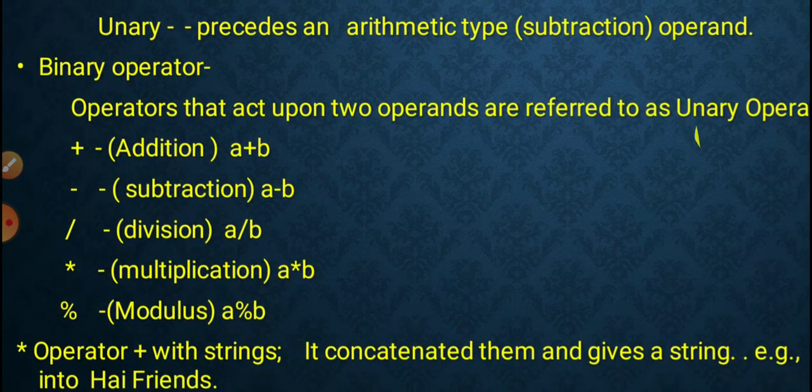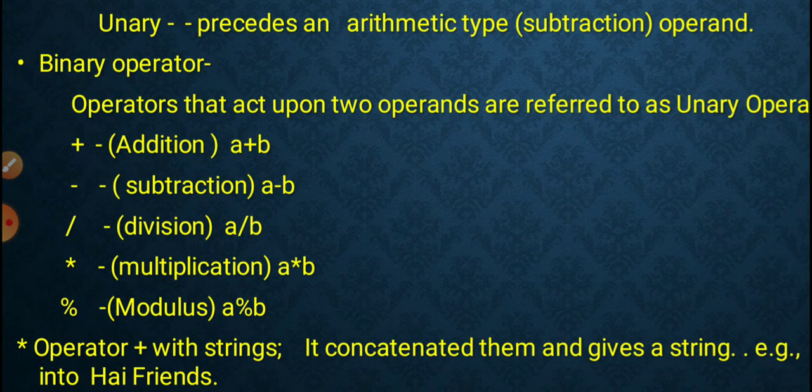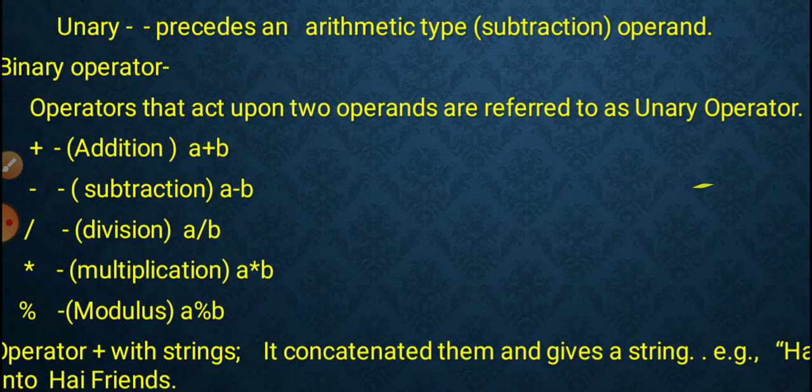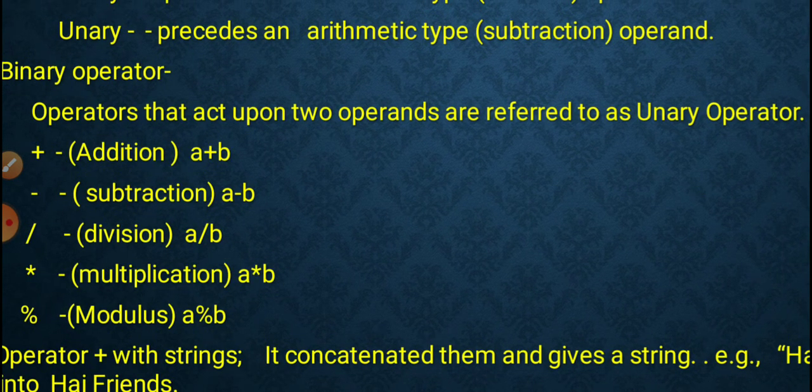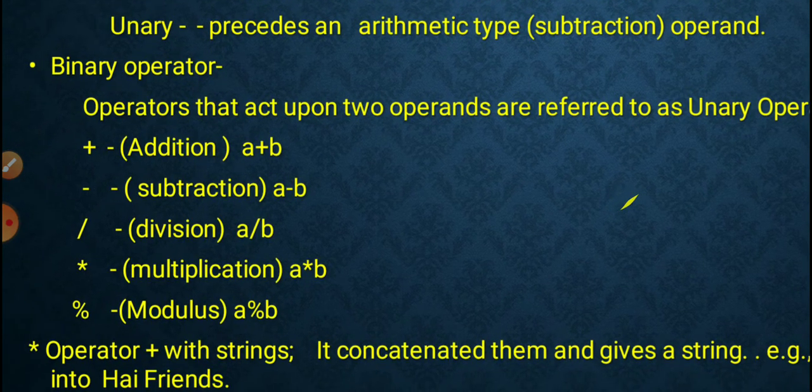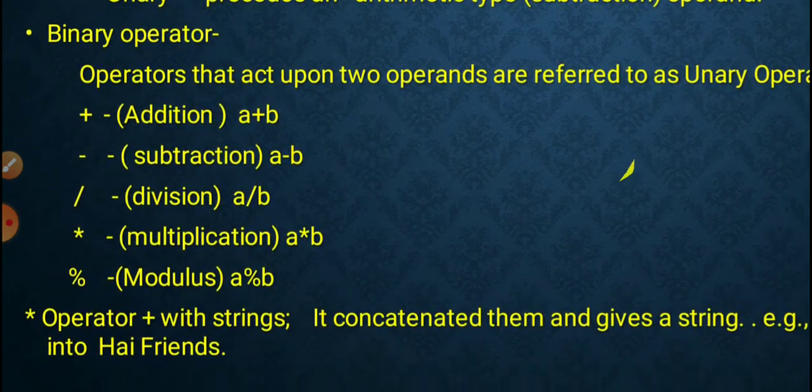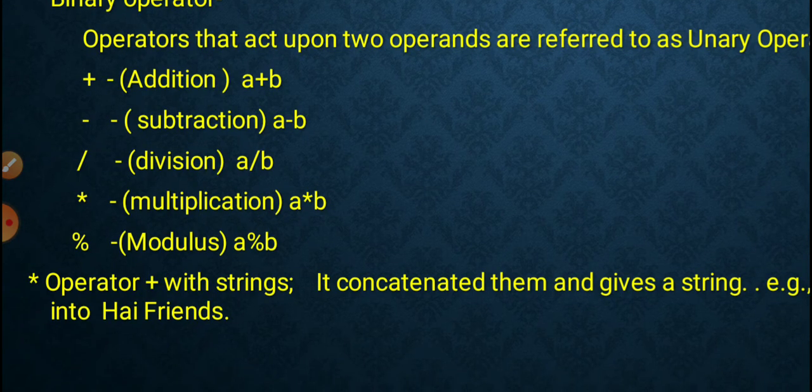Binary operators act upon two operands. These are referred to as binary operators. Examples for binary operators are plus, minus, slash, multiplication, and modulus.